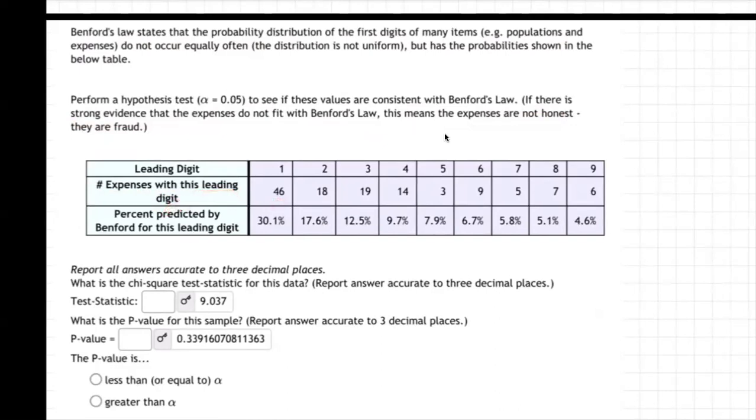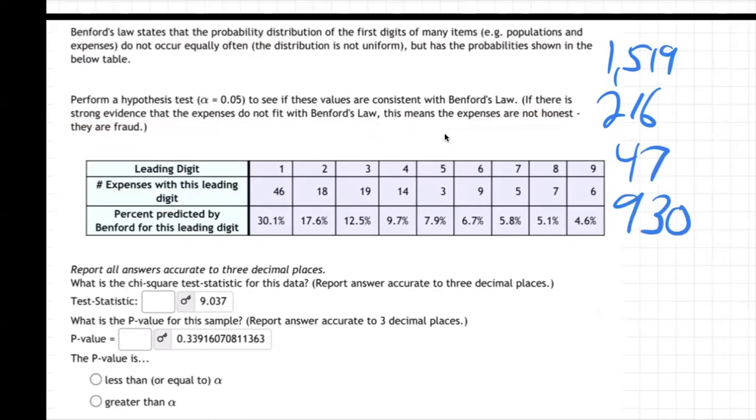Maybe like the company says, I spent $1,519 on a new computer for the office. And I spent $216 on a new printer. And I spent $47 on lunch one day and $930 on new office furniture. And then they list out all the different expenses that they did. And then they just take the leading digits: 1, 2, 4, 9.